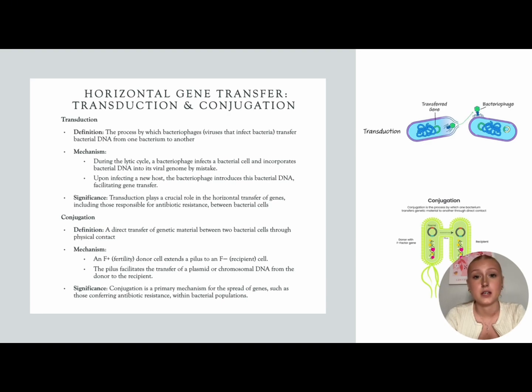Conjugation is different because it requires direct contact between two bacterial cells. A donor cell with an F plasmid, called F+, uses a pilus to connect to a recipient cell, F-. This plasmid DNA is then transferred into the recipient, which may also gain new traits, including antibiotic resistance. Conjugation is one of the main reasons resistance spreads quickly through bacterial populations. Together, these processes contribute to genetic diversity in bacteria and play a major role in public health challenges like antibiotic resistance.